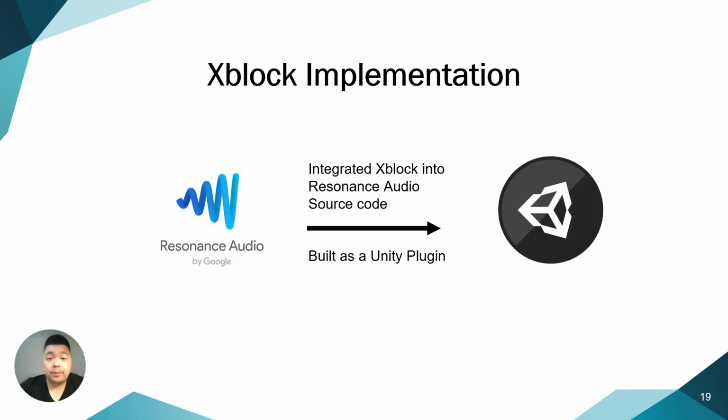With regards to the implementation, we integrate the Xblock algorithm into the Resonance Audio source code, which builds to a Unity Audio plugin. Resonance Audio is an SDK that generates high-fidelity spatial audio by simulating audio propagation and interaction with human ears. In Unity, the head and speaker poses determine the gain and delay input parameters, which are sent to the Xblock plugin every frame update.